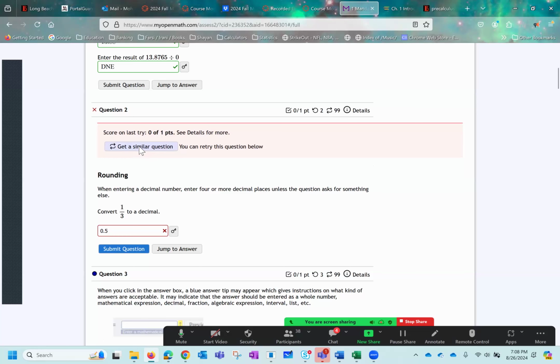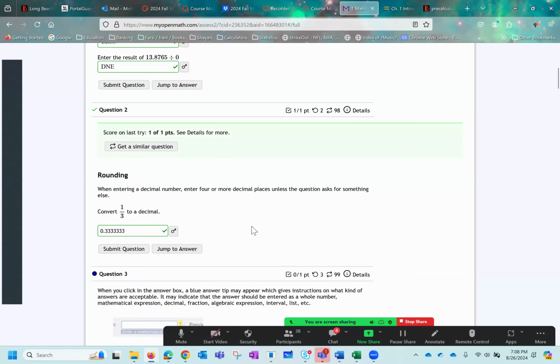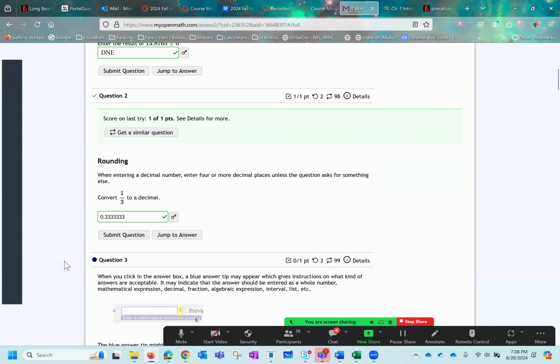If I get a similar question, which, by the way, gives me the same number again, and now 0.3 bar, so I'm going to put a bunch of 3s. Now, if I submit the question, it check marks and it gives me full credit. So the way you get around it, if you make a mistake, is to get a similar question to do.